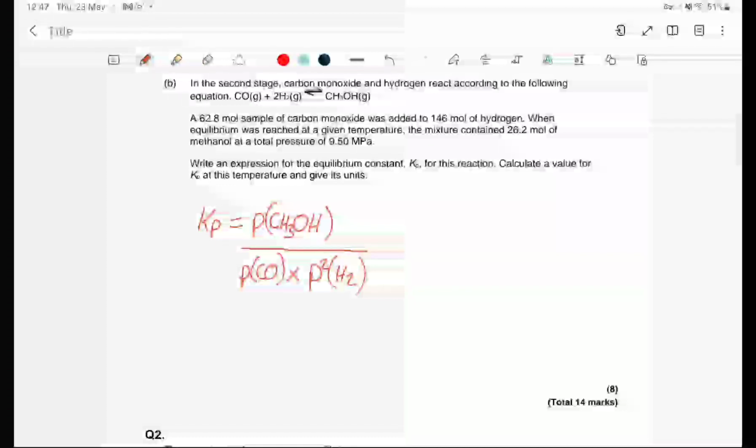Okay, so the next thing then is working out the Kp for the equation.